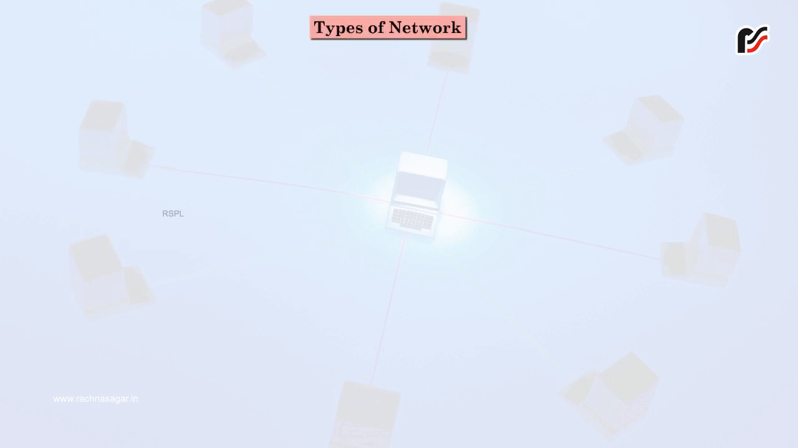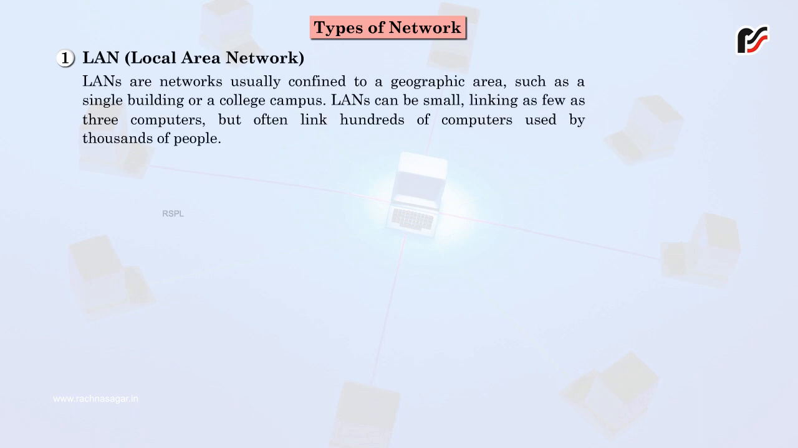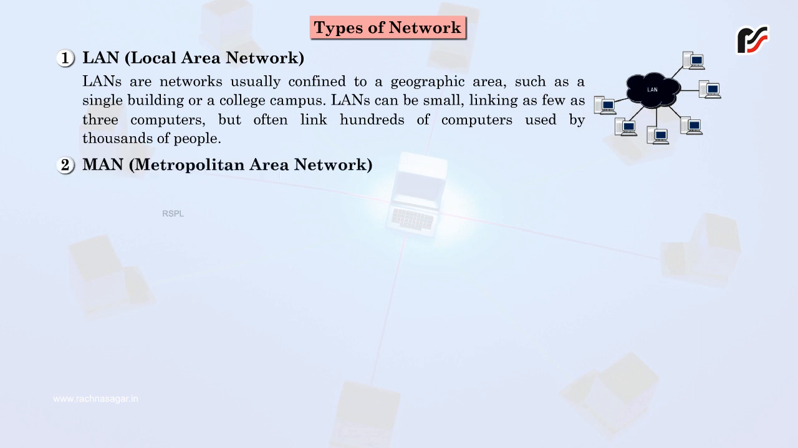Types of network. 1. LAN, Local Area Network. LANs are networks usually confined to a geographic area such as a single building or a college campus. LANs can be small, linking as few as 3 computers, but often link hundreds of computers used by thousands of people.